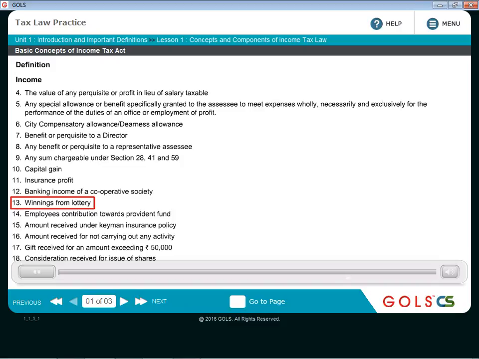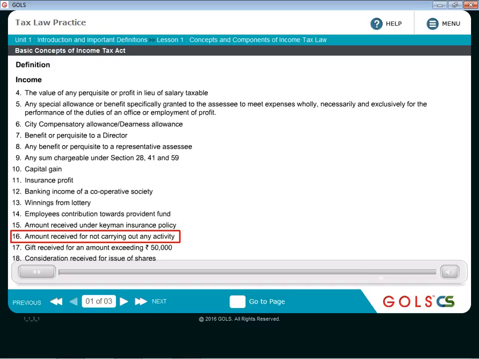Whenever a person generates income in the nature of casual income, it may be in the nature of lottery, crossword, puzzles or anything else, that income will be considered as taxable income. Next is employees' contribution towards the provident fund. Even that would be considered as the income of the person. Next is amount received under a keyman insurance policy.